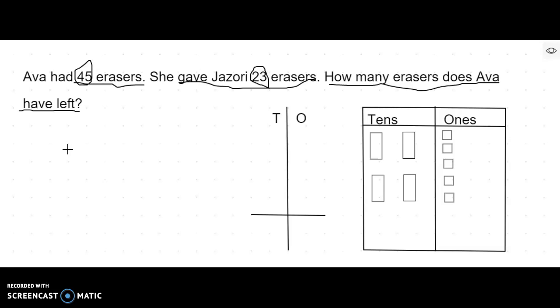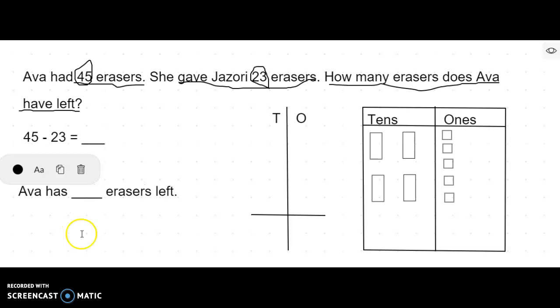She had 45, she gave 23 to Jazori. So am I adding or am I subtracting? I'm subtracting, yeah. She had 45 and she gave 23 away. So our equation is 45 minus 23. And so I'm being asked how many erasers does Ava have left? So my written response is going to be Ava has erasers left. Okay, so I have my equation and my written response.